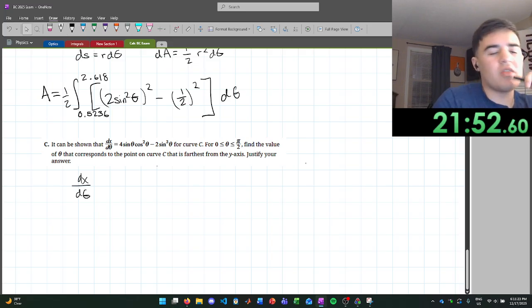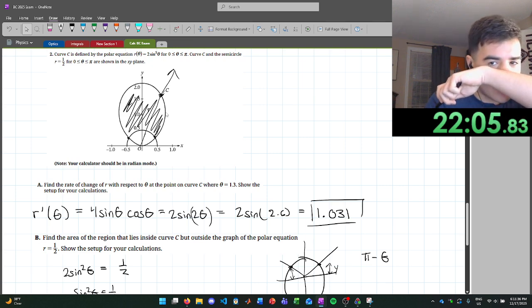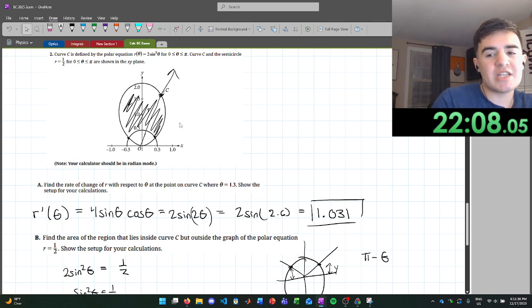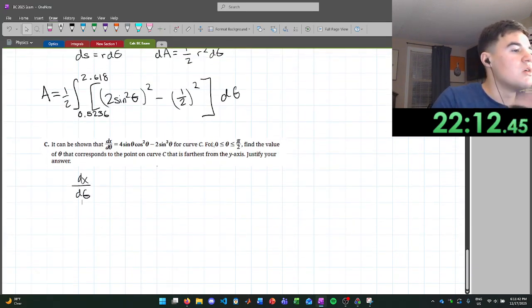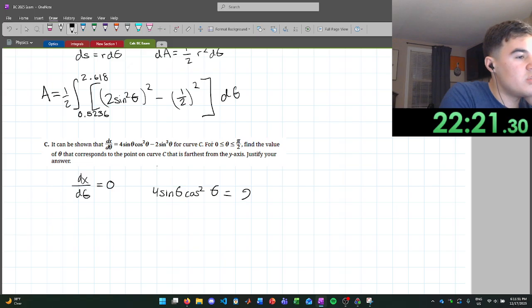So theta is some arbitrary parameter that describes a point on this curve. We want the change in our x to be 0, which represents the furthest point away, because the maximum of any function is when its derivative is equal to 0. If we have x as a function of theta, we want to maximize x as a function of theta, so we want the derivative to be 0. So we want 4 sine theta cosine squared theta to equal 2 sine cubed theta.